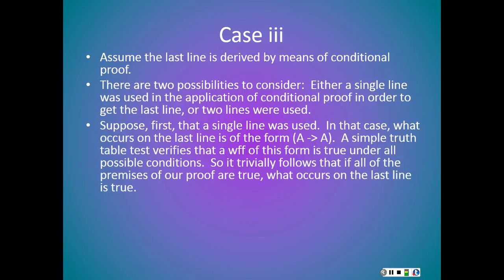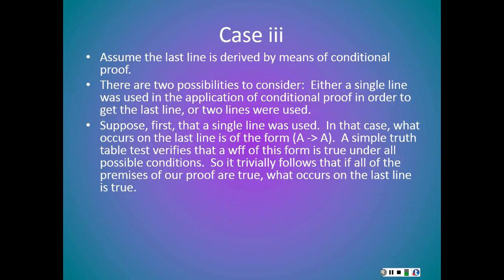In that case, what occurs on the last line is of the form if A, then A. Because if a single line was used, then we must have used the same line to get the antecedent of the conditional and the same line to get the consequent. Okay, but a simple truth table test will verify that a wff of this form is true under all possible conditions. I haven't put the truth table up. You can do that yourself if you like. But a simple truth table test will verify that if A, then A is a tautology. So it's true under all possible conditions.